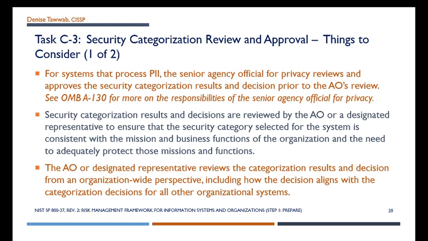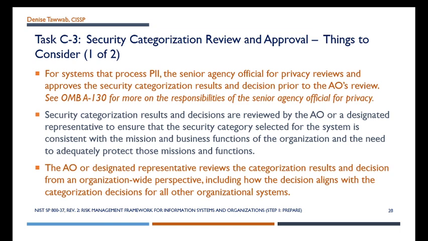All right, things to think about when you're getting your security categorization reviewed and approved. For systems that process PII, the Chief Privacy Officer reviews and approves the security categorization results and decision before the authorizing official reviews them. And you can look at OMB Circular A-130 for more on the responsibilities of your Chief Privacy Officer, or as they call it, the Senior Agency Official for Privacy.